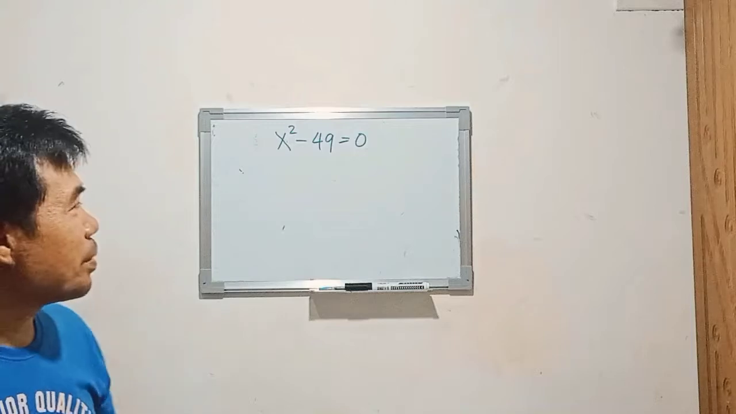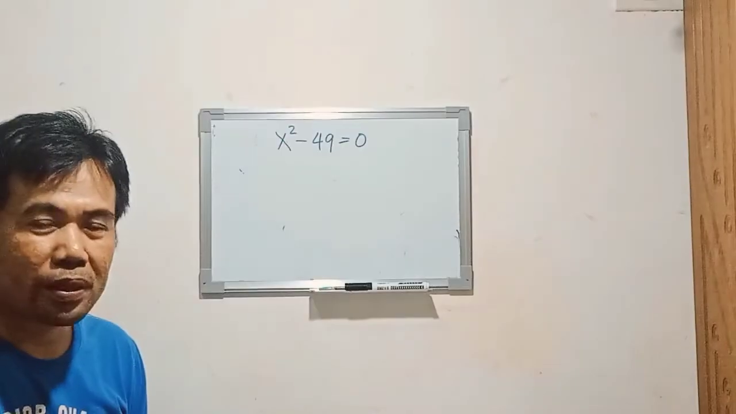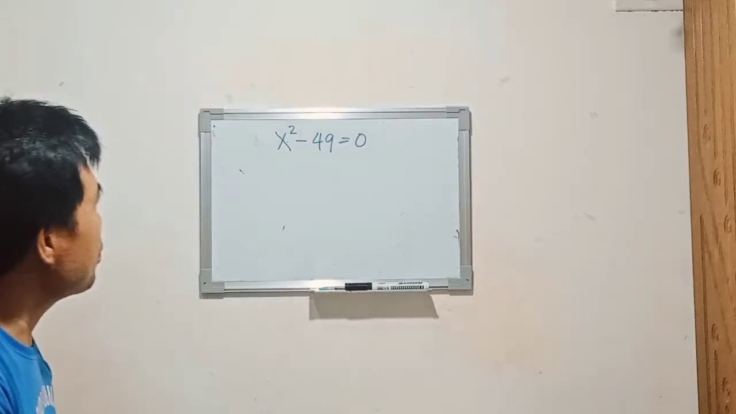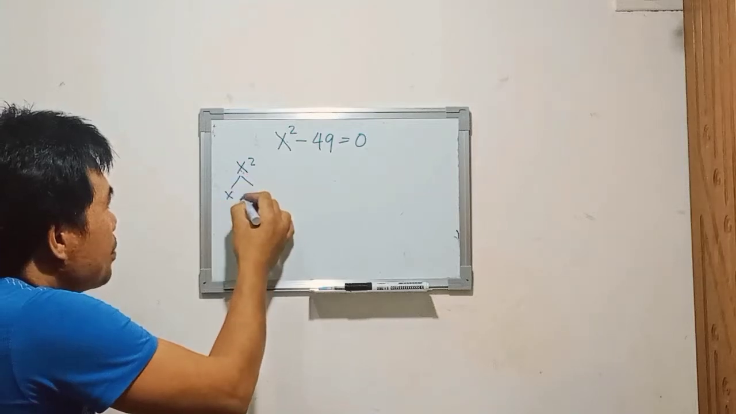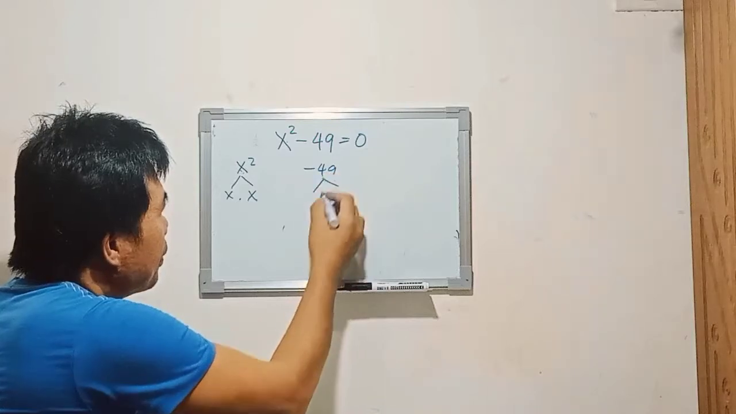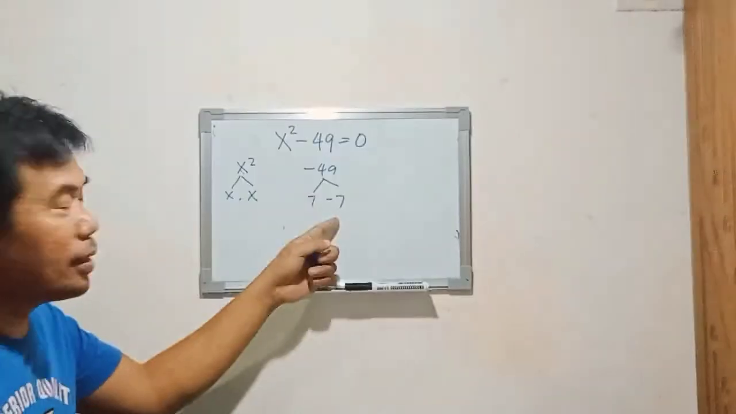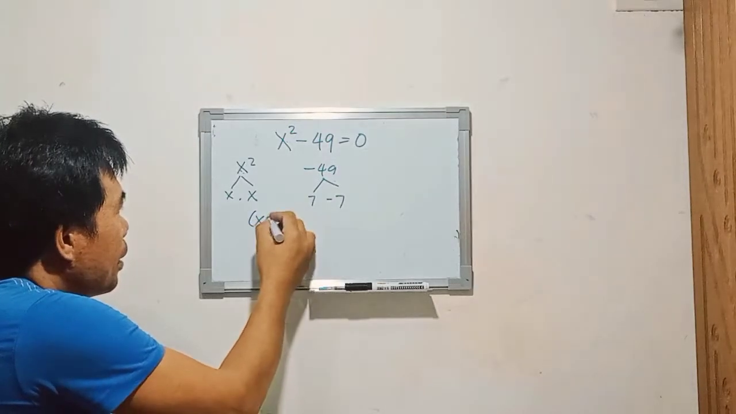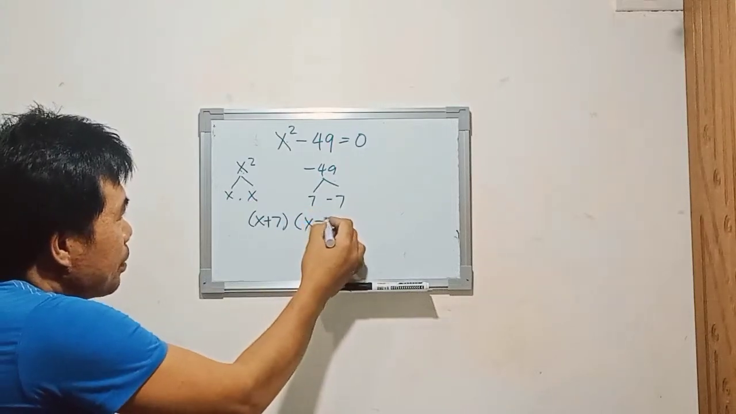Question number 3 can be expressed as x squared minus 49 equals 0. This is called a difference of squares, since the first and the second term are squares. So the factors of the first term, x squared, are x times x, while for negative 49, it's positive 7 and negative 7. So 7 times negative 7 is negative 49. Therefore, the factors are x plus 7 and x minus 7.